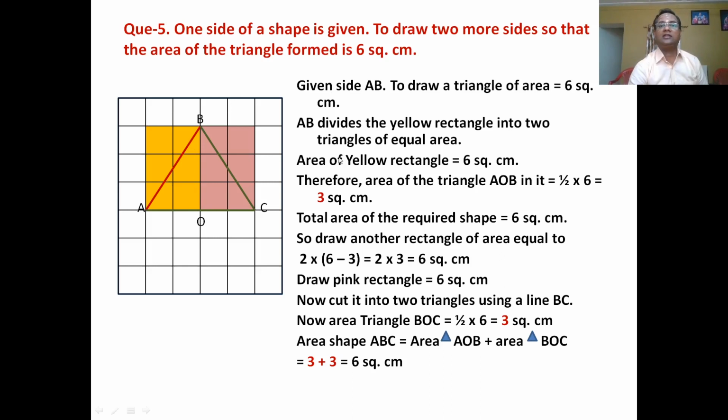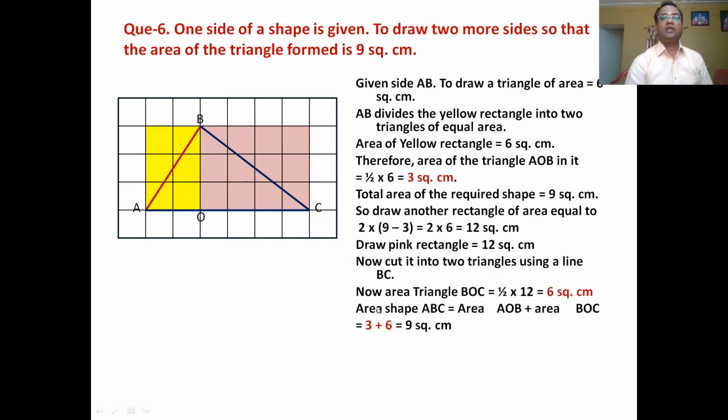When you are making a new triangle, the total area of that triangle should be 6, but the area of this small triangle is 3. So another triangle of 3 square centimeters has to be generated, for which I draw another rectangle here of 6 square units, cut it into 2. So the area of this triangle will again become 3 square units, and the area of triangle ABC will become 3 plus 3 plus 3 square units, making 6 square units.